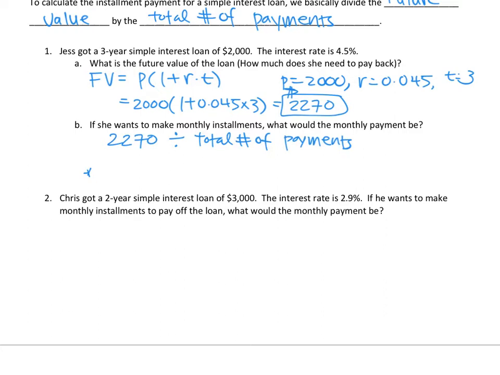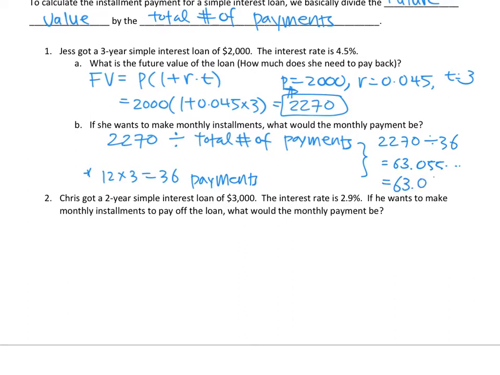So she's making monthly payments. In 1 year, she's going to make 12 payments, and she's going to do it for 3 years. So 12 times 3 is 36 payments. That means she's going to have to pay back $2,270 in 36 payments. Each payment will be 2270 divided by 36. That's 63.0555..., and as a final answer, I can write it to the nearest 2 decimal places because it's money. So $63.06. Just to check, she's going to make $63.06 per month times 12.